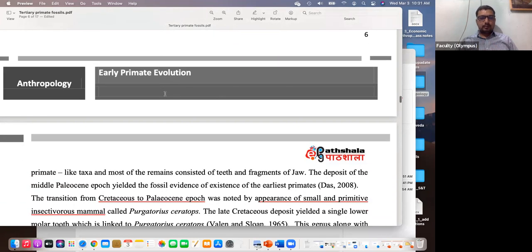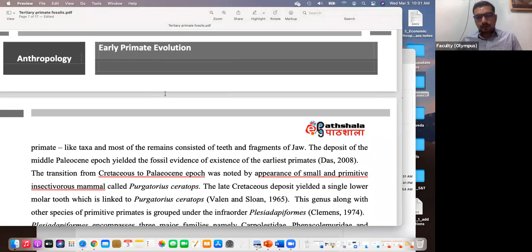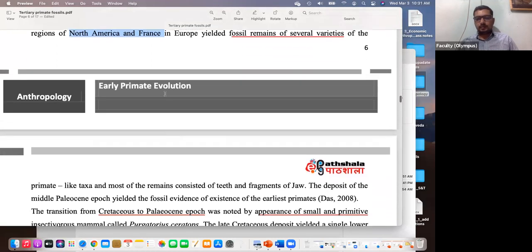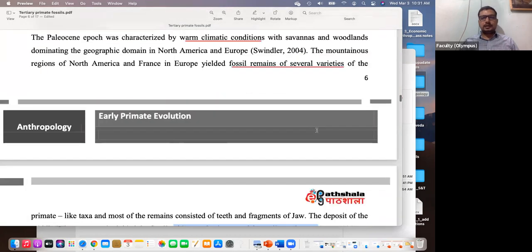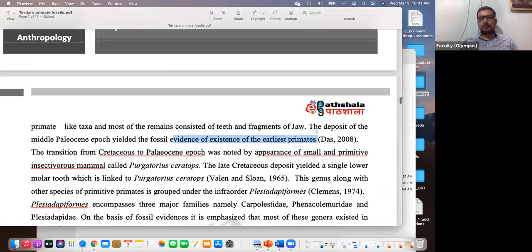So there was a lot of fossil evidence that we got from these areas, especially from North America and France. Based on this information, what did we find out? We probably found some early fossil evidence for the earliest primates that could have formed in this era. In the Paleocene epoch, we have seen the initial evidence for primates.